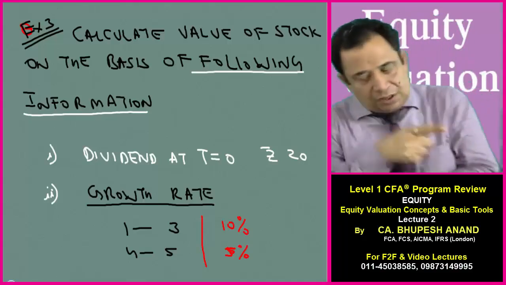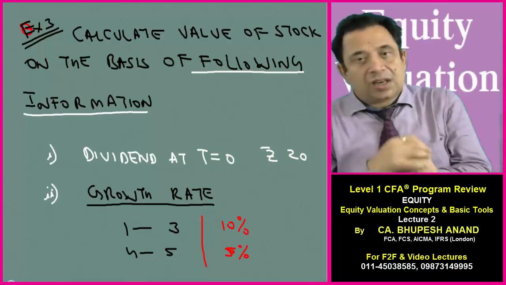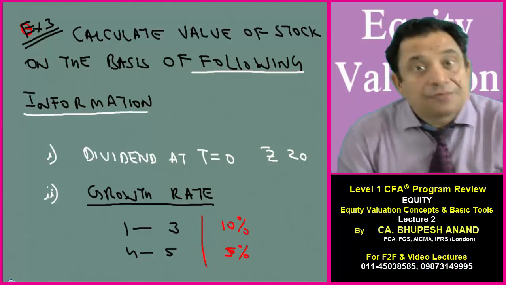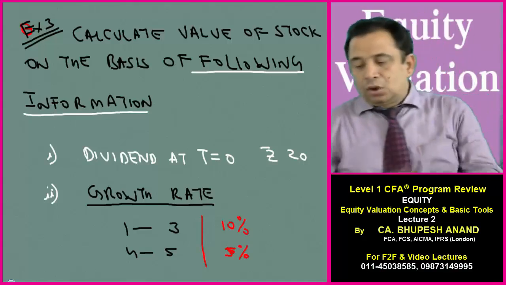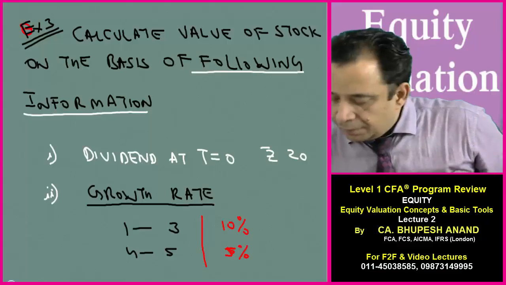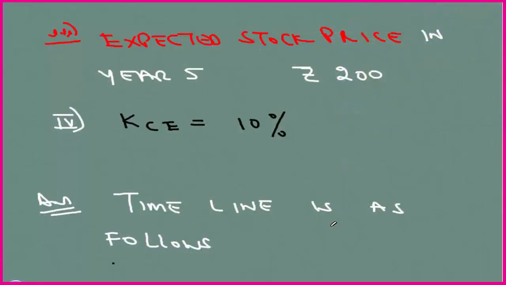1 to 3 means in first year, in second year as well as in third year, the growth rate is 10%. In fourth year and fifth year, the growth rate is 5%. And the expected stock price at year 5, it means I will be selling it at the end of fifth year, that is $200, and the cost of equity, that is the appropriate discounting rate, or the CAPM, as it can be calculated either way, is 10%.